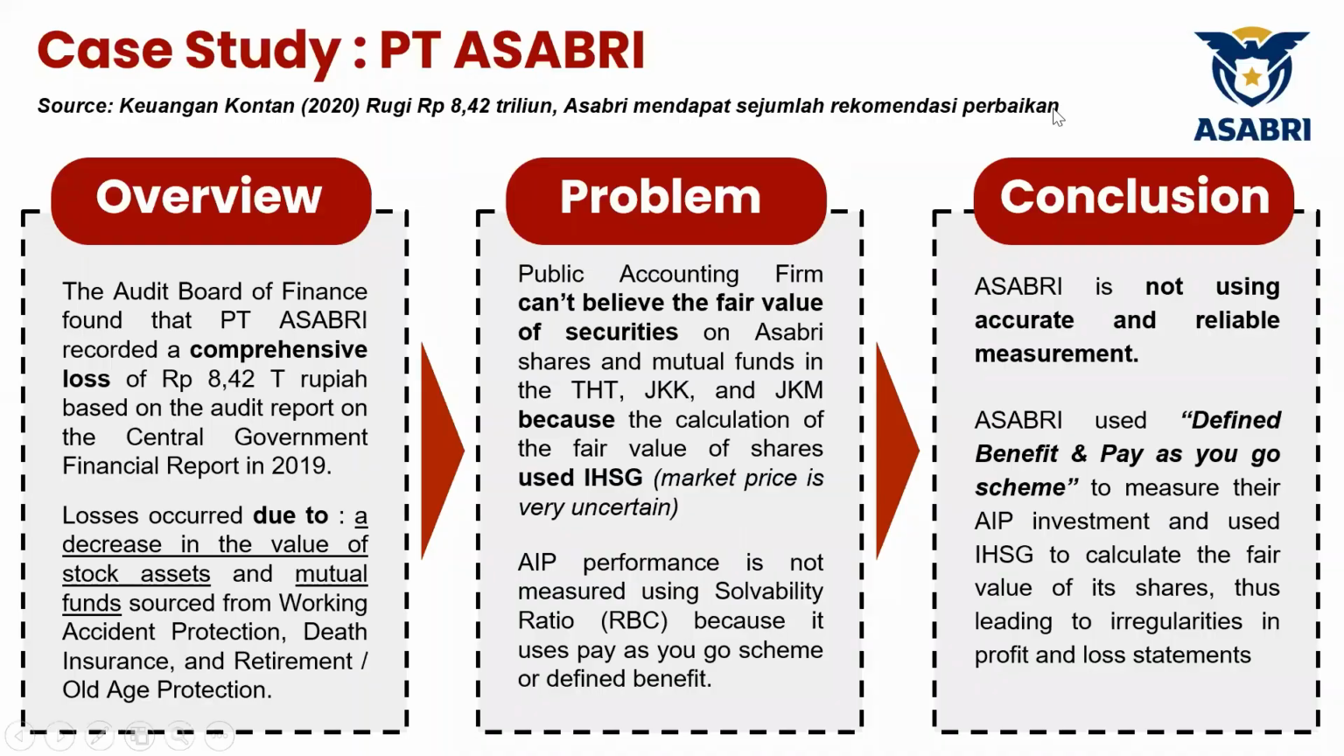We chose PT Asabri as a case study because in 2019, the Audit Board of Finance found that PT Asabri recorded a comprehensive loss of 8.42 trillion rupiah based on the audit report on the central government financial report in 2019. The Audit Board of Finance said that the comprehensive loss occurred because there was a decrease in the value of stock and mutual fund assets originating from the old age benefit programs, work accident insurance, and life insurance managed by Asabri. As a result, the company lost money in investment activities.